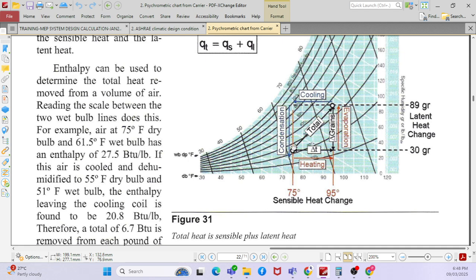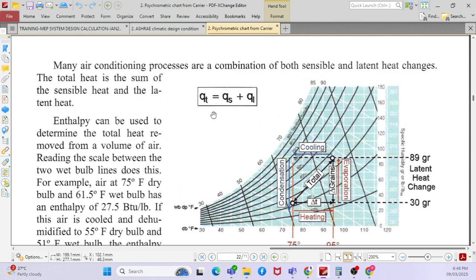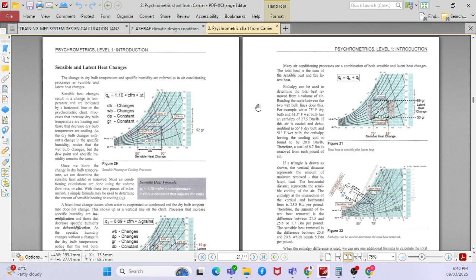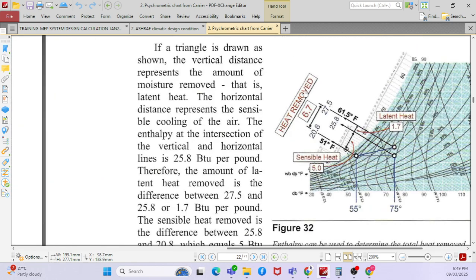So when you calculate the total, you calculate the delta T, the temperature, and also the delta grains. Grain is nothing but the moisture content. When you calculate both, you are able to calculate the total heat, and you can calculate the heat removed. How much heat is removed from this temperature to this temperature from the sensible? This is the sensible load. This is the latent load.